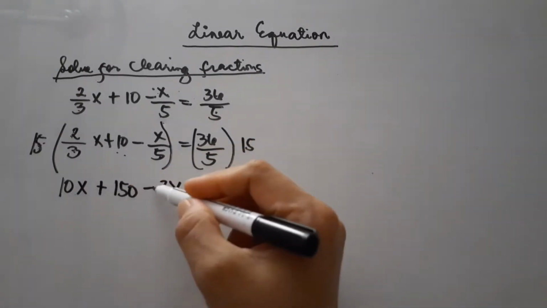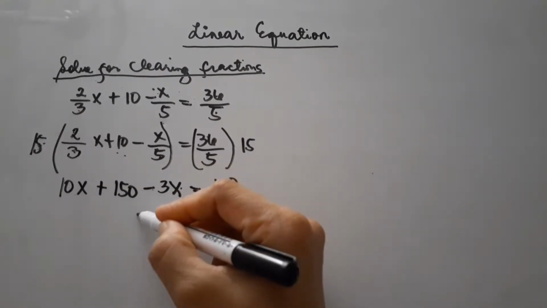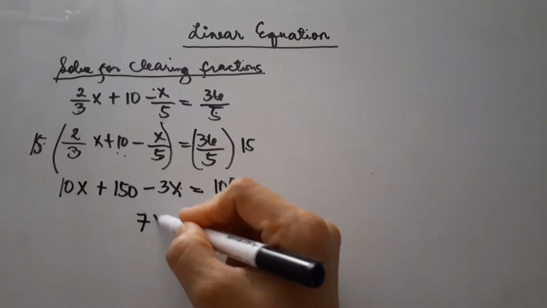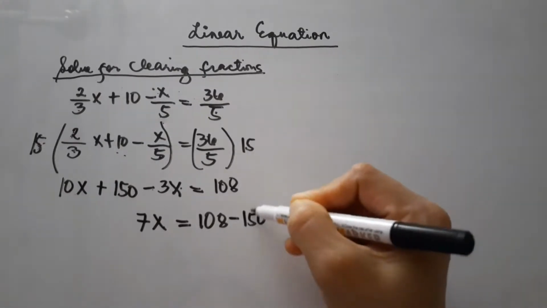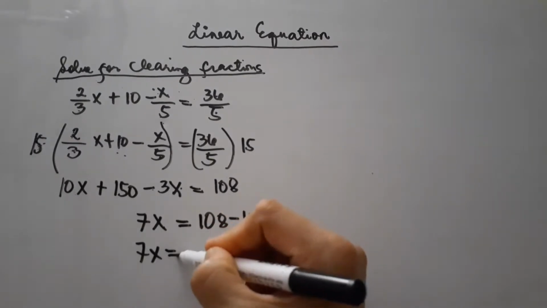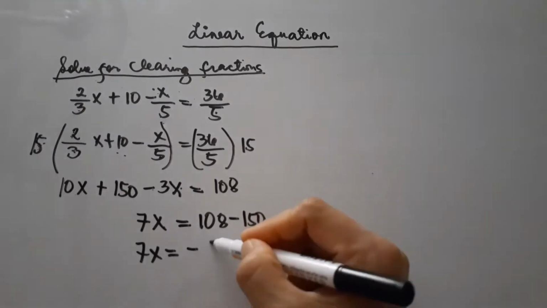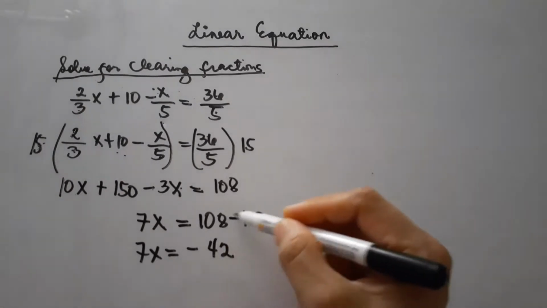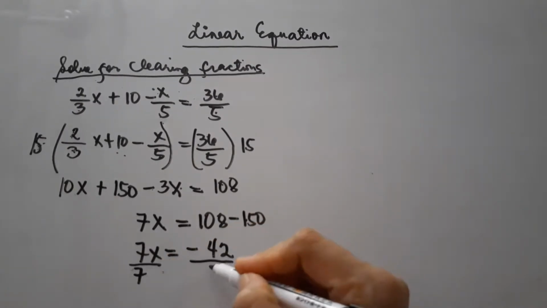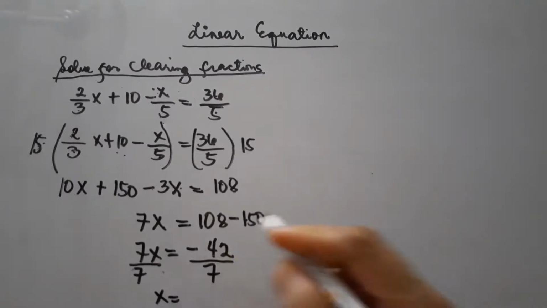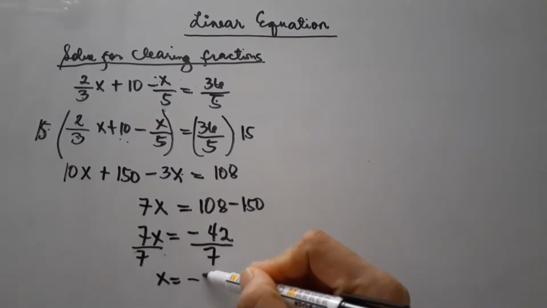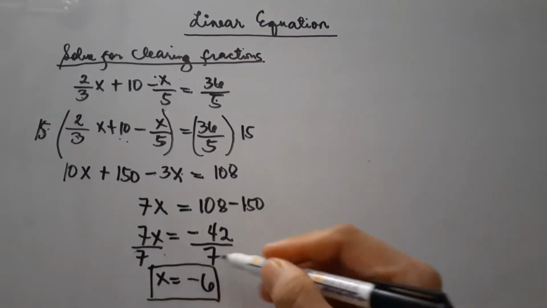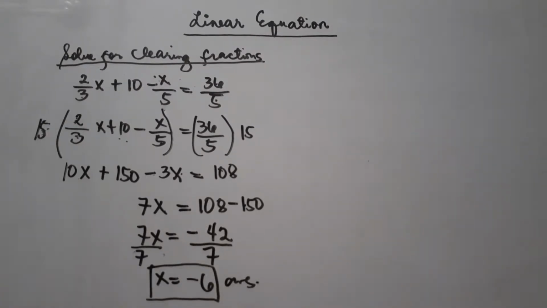And then we collect like terms, so 10x minus 3x becomes 7x. We have 7x here is equal to 108. Then transpose 150, it becomes negative 150. Then 108 minus 150 becomes negative 42. Since 7x, we have to divide both sides by 7. Cancel out 7, it becomes 7 over 7 is equal to x. Since x has a coefficient of 1, we have x. And 42 divided by 7 becomes 6. So we have x equals negative 6. This is the answer. And then we have to check if it is correct.